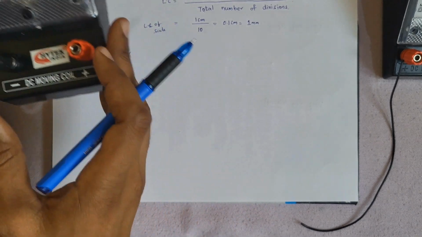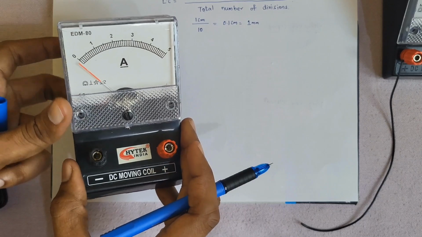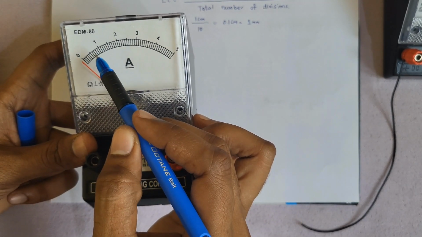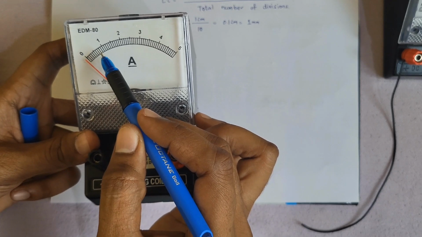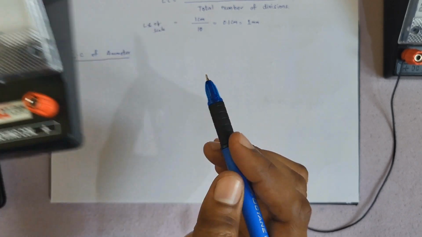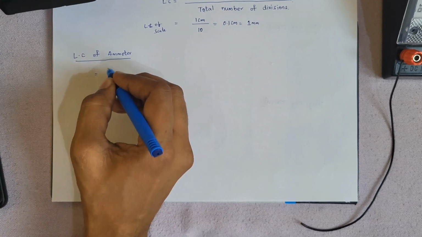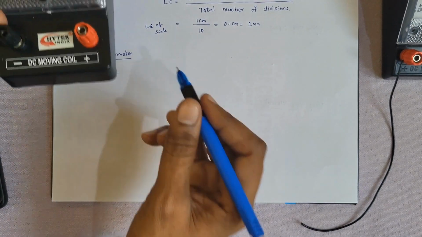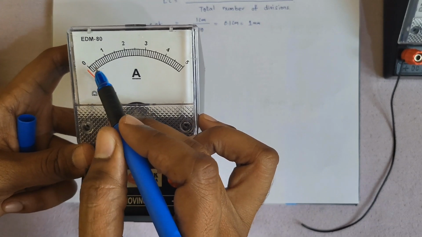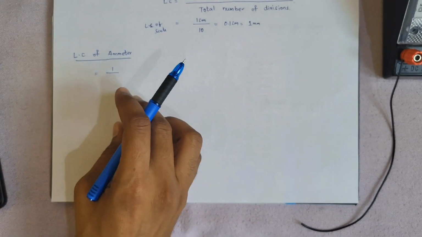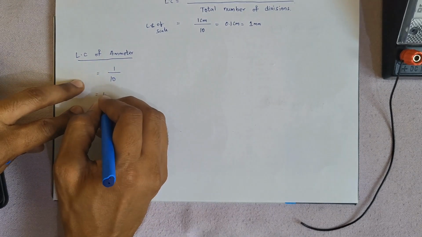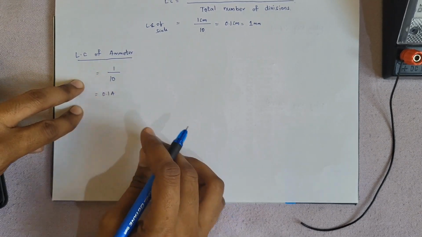See, if you look at this, this is an ammeter. So what is the value of one main scale division here? 1 ampere. So the least count of the ammeter is equal to 1 ampere divided by the number of divisions. There will be 10 divisions. So 1 divided by 10 is equal to 0.1 ampere.